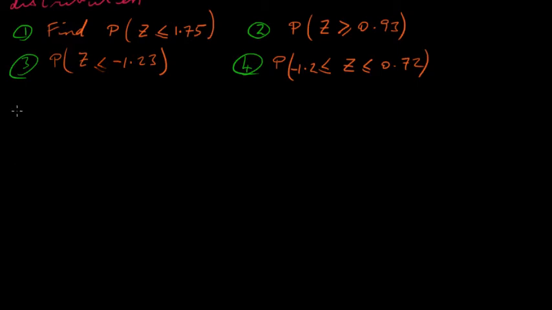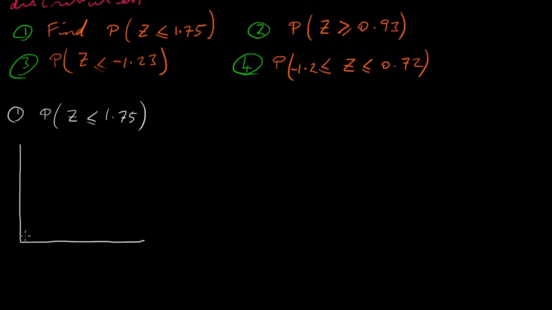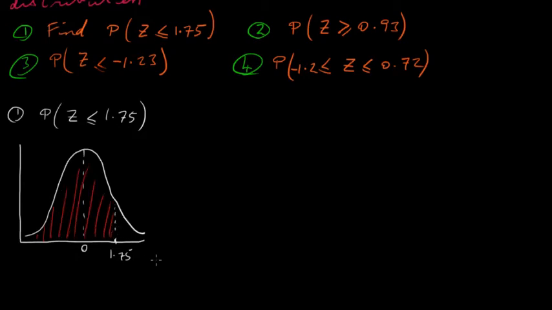So number one here is find the probability that our z value is going to be less than or equal to 1.75. It's a good idea in these questions to just draw a rough sketch of the area of the curve that you're talking about. So just draw a rough standard normal curve. We'll have a mean here of 0. 1.75 is going to be here somewhere, and we're looking for z to be less than or equal to 1.75. In other words, we're looking for this area of the curve here.